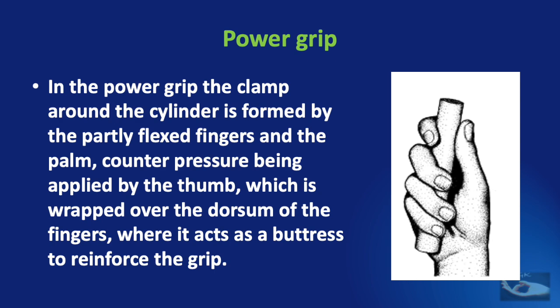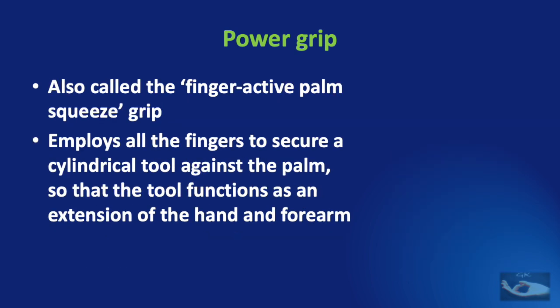By contrast, in the power grip, the clamp around the cylinder is formed by the partially flexed fingers and the palm, counter pressure being applied by the thumb, which is wrapped over the dorsum of the fingers, where it acts as a buttress to reinforce the grip. It is also called the finger active palm squeeze grip. It employs all the fingers to secure a cylindrical tool against the palm so that the tool functions as an extension of the hand and forearm.